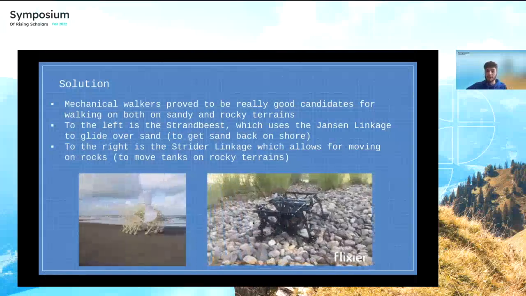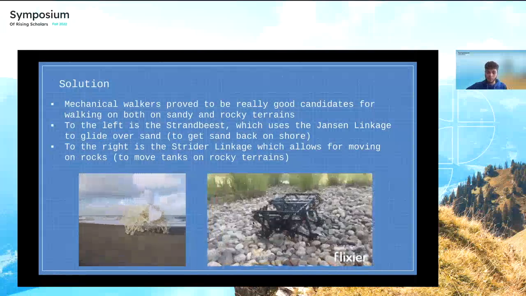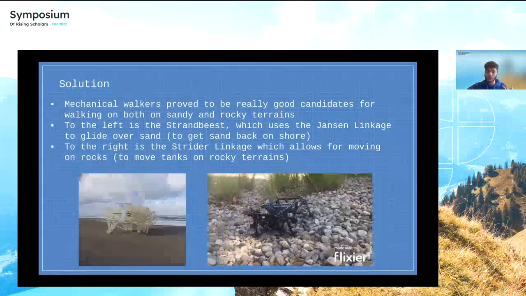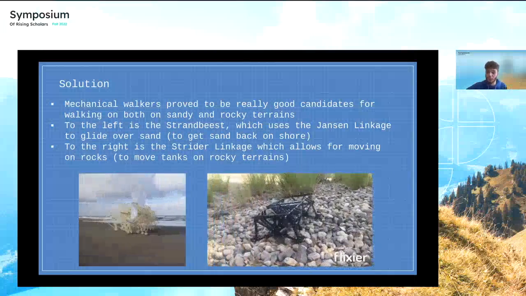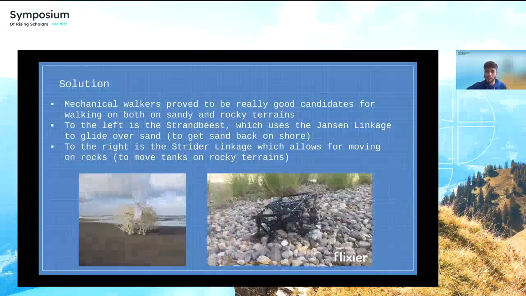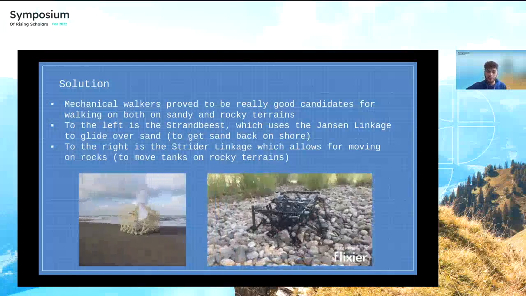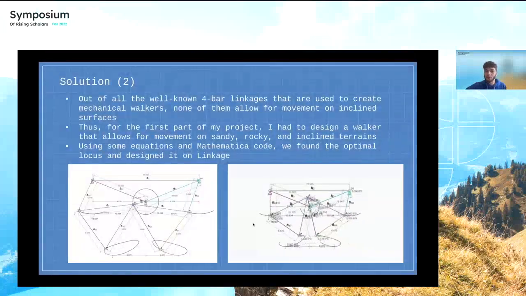Now the problem is there isn't really any mechanical walkers or 4-bar linkages that allow you to walk on both of these surfaces as well as an inclined surface, which is something that you can see a lot on planets. So this is where my project starts. I first had to design a 4-bar linkage that had to do 3 things. The first thing was allow it to walk on a sandy surface, a rocky surface, and on an inclined surface.